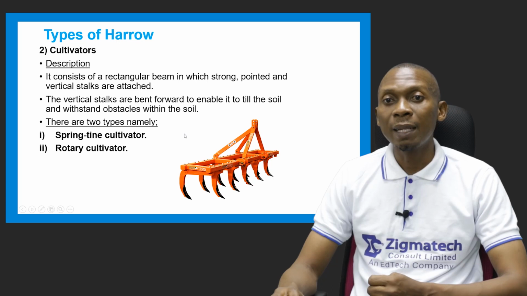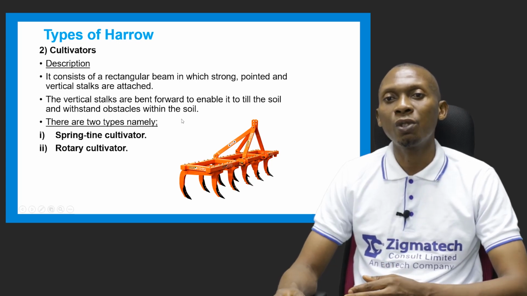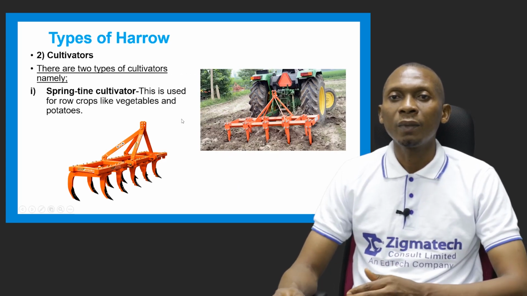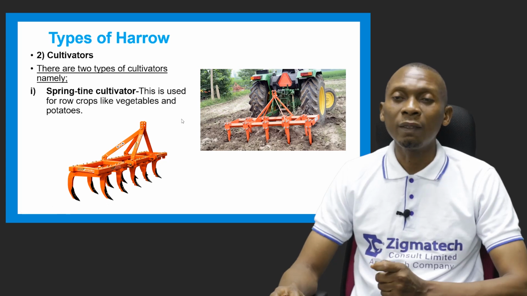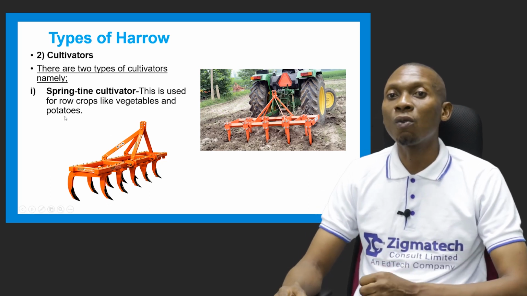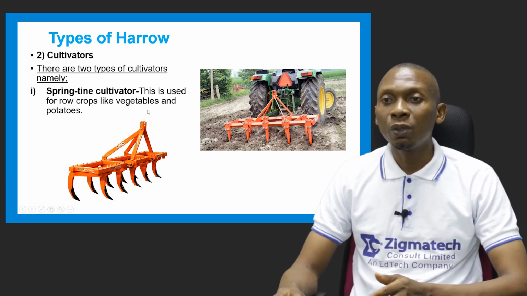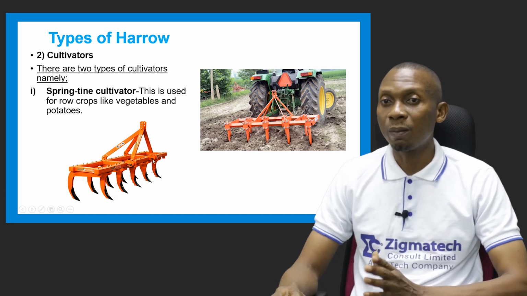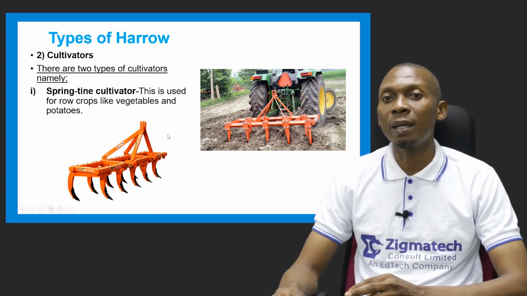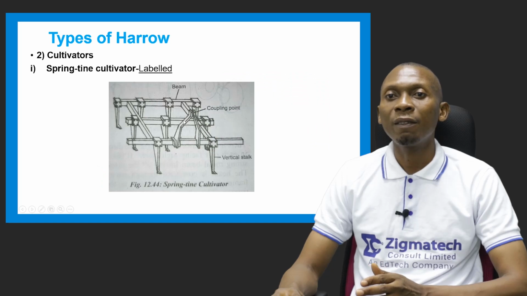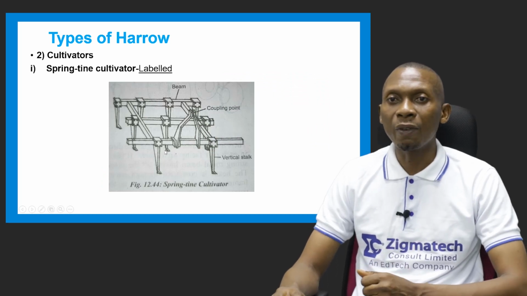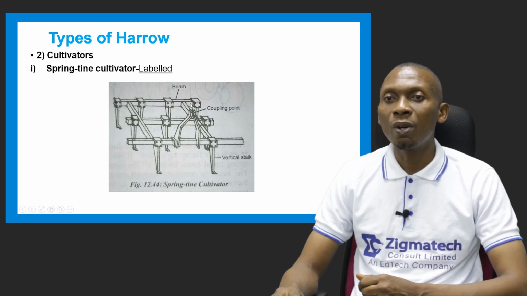And I said there are two types. We have the spring-tine cultivator and the rotary cultivator. Now let's look at the spring-tine cultivator, which is used for row crops like vegetables and potatoes. This particular picture I'm showing is a spring-tine cultivator. We also have a labeled diagram of the spring-tine cultivator. You can see the vertical stalks, the coupling point, and the beam.